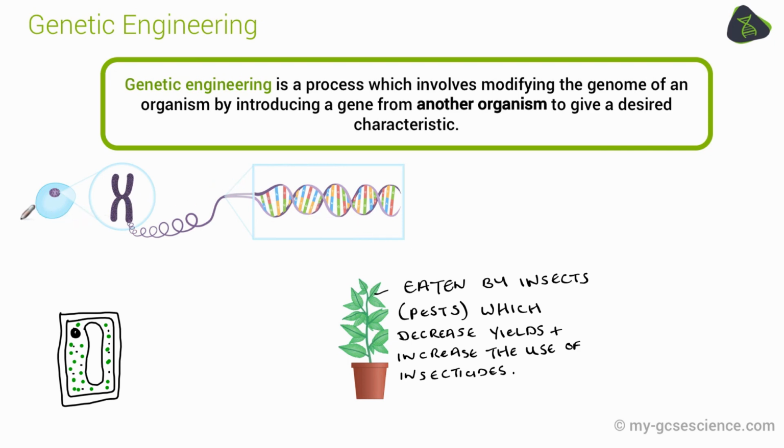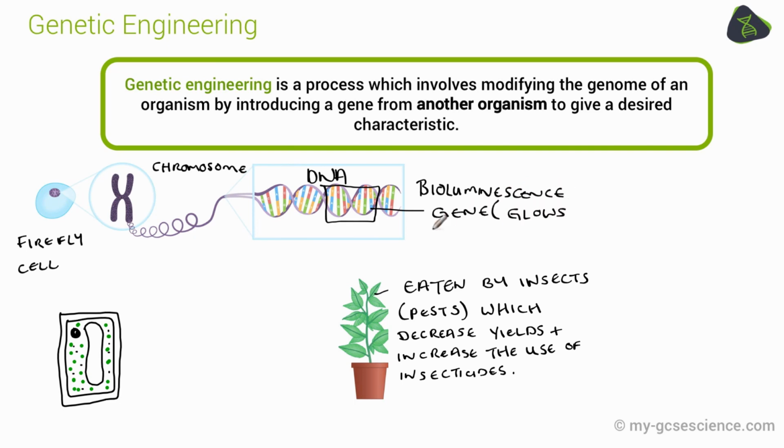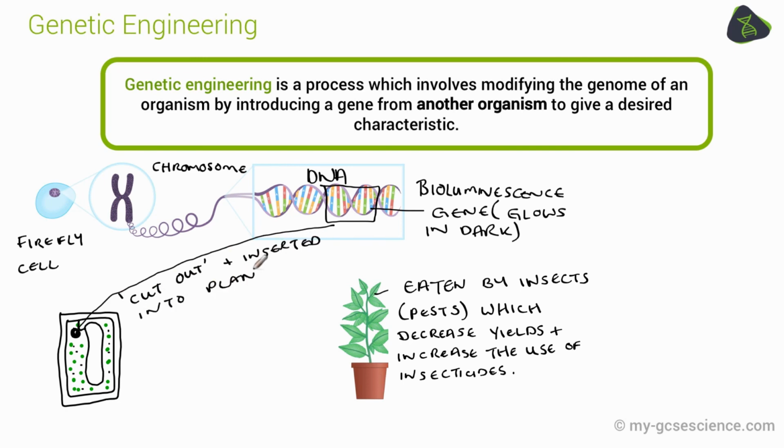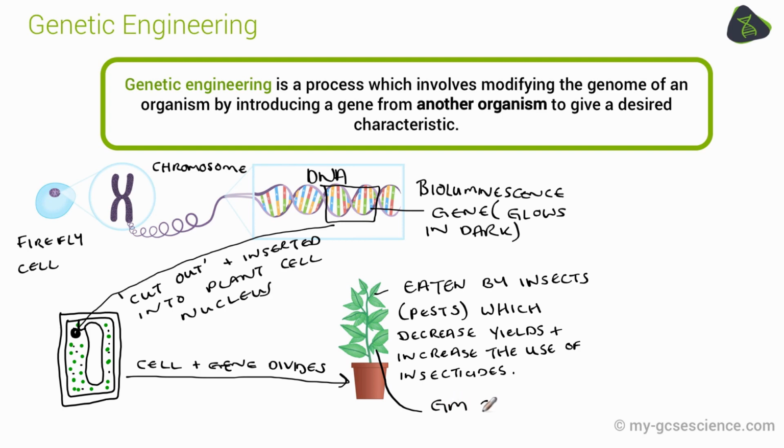Cue a firefly, an insect that can glow in the dark. If we isolate a chromosome from a firefly cell, unravel the DNA of that chromosome to locate the bioluminescence gene that makes a firefly glow in the dark, we can cut that gene out and place it into the plant cell nucleus, where the plant's genome is kept. And if done early in the plant's development, this genetically modified plant cell containing DNA from two different species can divide. The luminescence gene divides with it until we have a complete GM crop plant that glows when bitten.